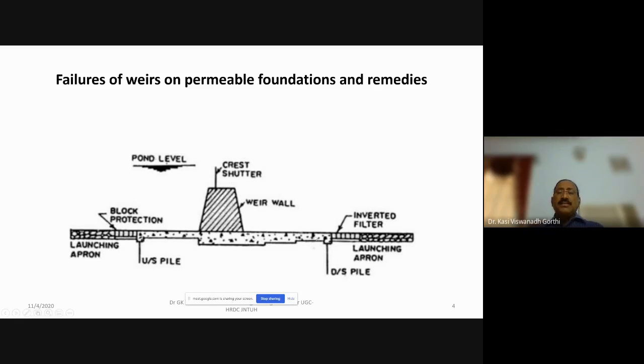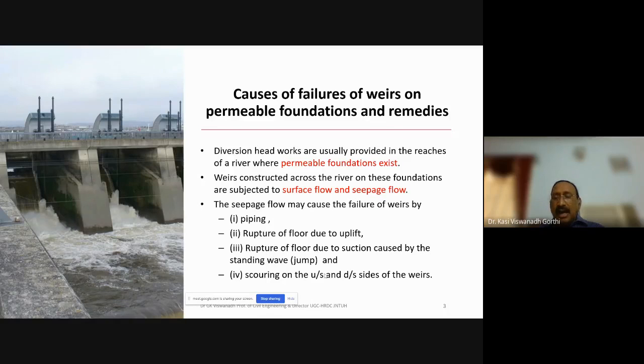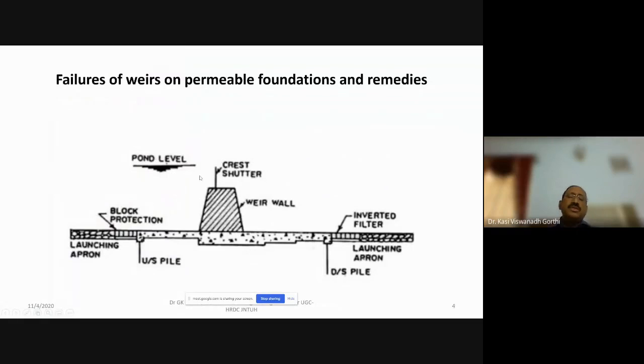One more thing is that there may be a problem on the upstream side and the downstream side: scouring may take place. Rupture of floor due to hydraulic jump, and scouring on the upstream side and downstream side of the weir. So these are all the possible causes of failure of weirs. If you understand this cross section, probably you can proceed fast for the remaining things. Just to explain, we have taken a typical weir where both the upstream side and downstream side of the weir wall are sloping. It could be vertical also, and you have a crest shutter provided, leading to the storage of water up to this level known as the crest level or pond level.